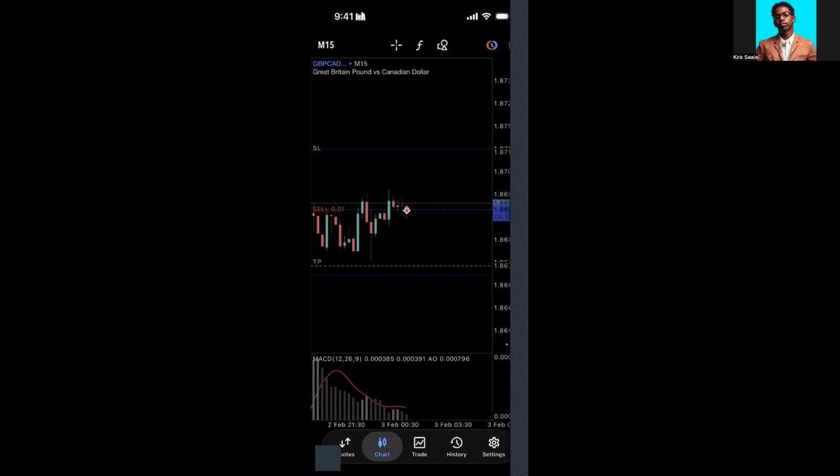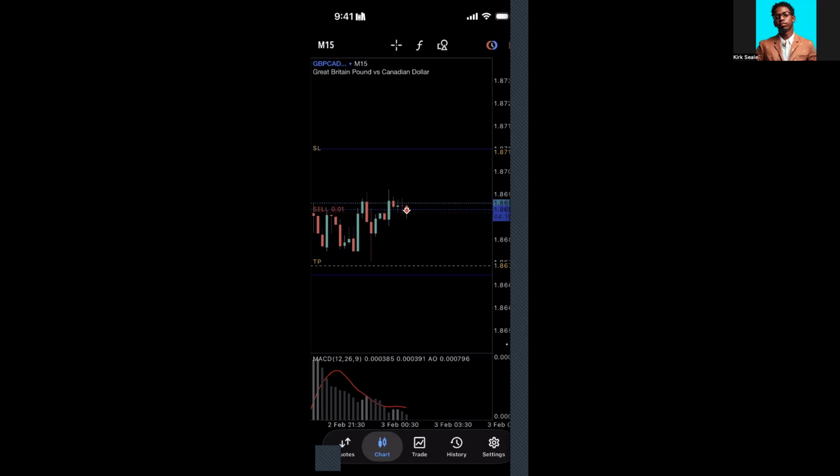Android users, you could let me know if you have this same icon or if it's something different. Actually, all right, cool. So we're going to tap on that. And when you do, you're going to realize you have this little line that you can move up and down with your finger.